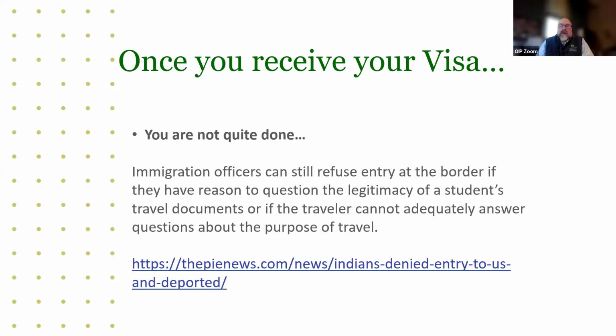CBP has stated that in all cases, the burden of proof rests with the applicant to demonstrate his or her admissibility. So you need to make sure you're prepared to answer questions upon entry and that these answers are consistent with being a student in the United States. You should also carry financial proof that you can afford to attend school in the US. Students must be clear and be able to speak about the purpose of their trip, as well as provide requested evidence of financial support if asked.